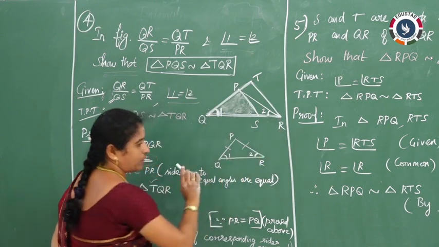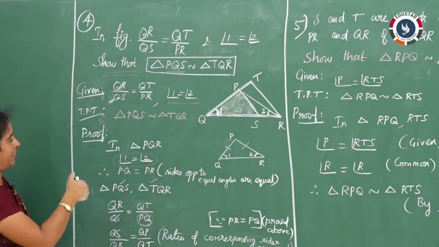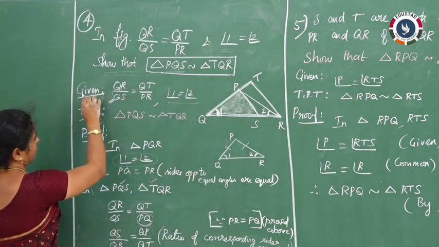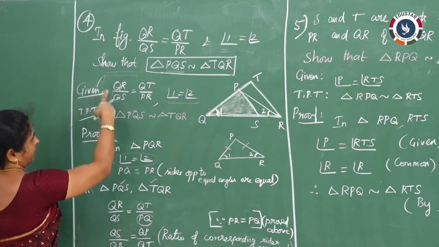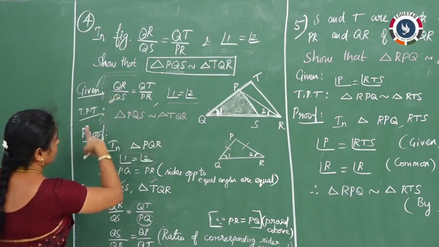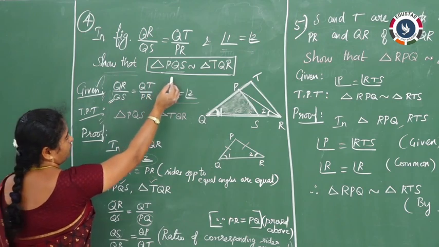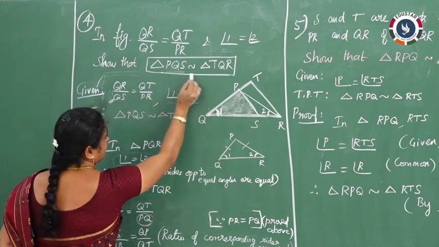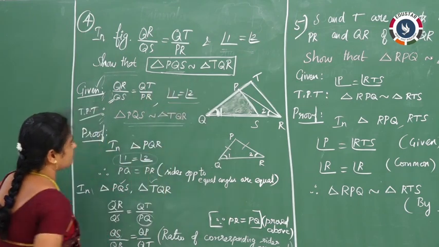TQR. Can you identify the two triangles here? Okay, next. In that, what are you going to list out as usual? Given. What is given? That you have to write here. What is to prove? Which two triangles are you going to prove similar? That you are going to write here.